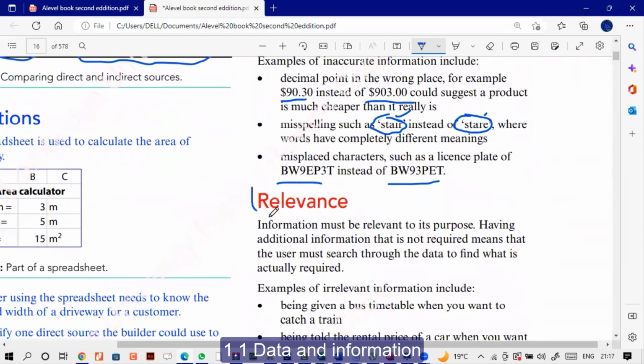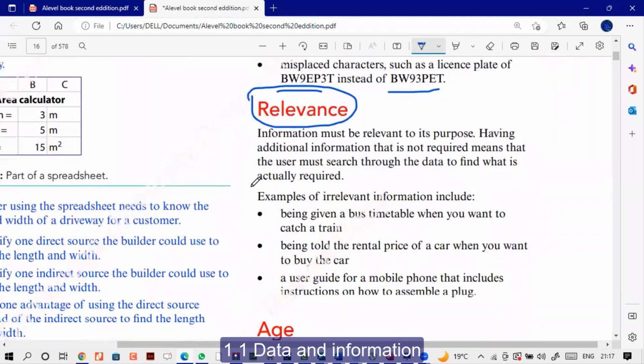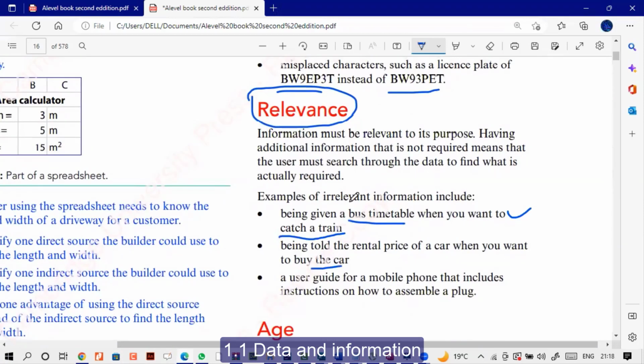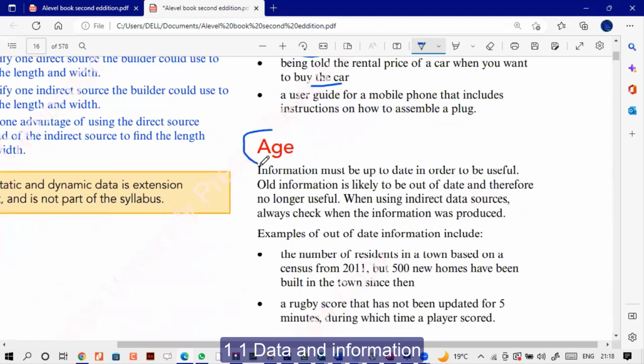Okay, relevance. You need to see the data आपके पास जो आया है, is it relevant or not? मतलब ये है कि for example, being given a bus timetable when you want to catch a train, you're not concerned about it. Data relevant होना चाहिए. Being told the rental price of a car when you want to buy a car, the user guide for a mobile phone. So, I mean, you are not concerned about some data और आपको वो data दिया जाए, I don't want it. You get the point, okay? So data has to be relevant according to your need. Is it relevant according to your need? That's the important thing.